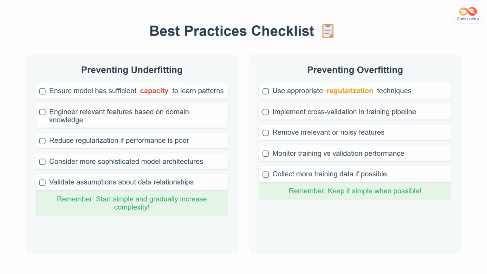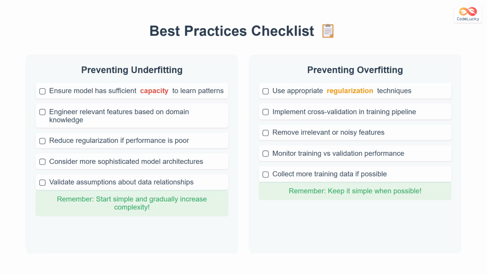Here is the best practices checklist. On the left side, it shows preventing underfitting, and on the right side, it shows preventing overfitting. For preventing underfitting, ensure the model has sufficient capacity to learn patterns, engineer relevant features based on domain knowledge, reduce regularization if performance is poor, consider more sophisticated model architectures, and validate assumptions about data relationships. Remember to start simple and gradually increase complexity.